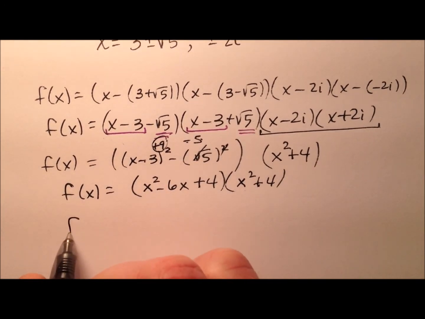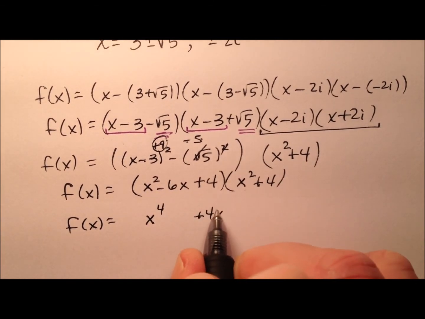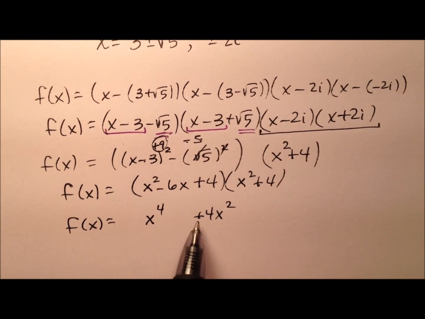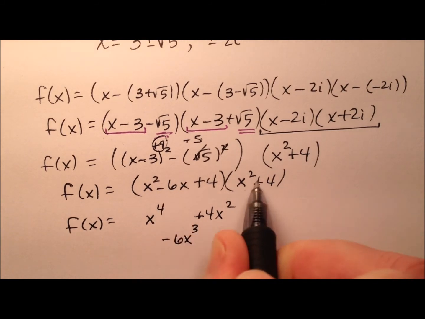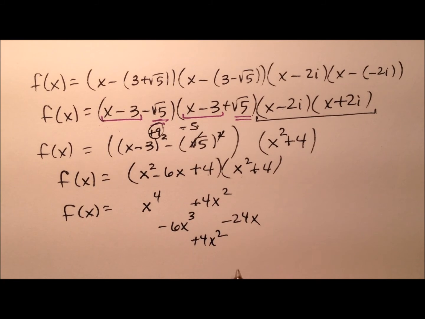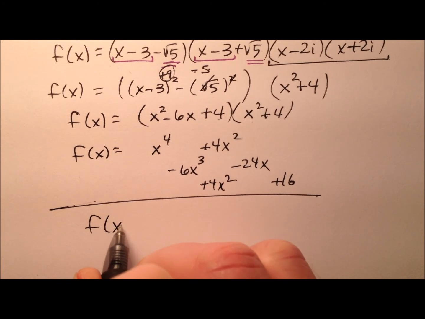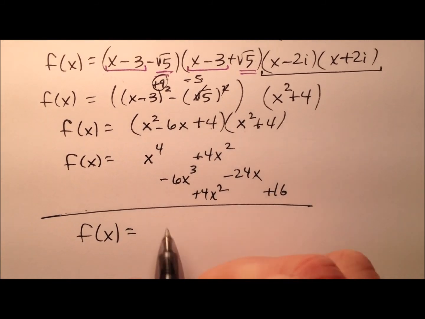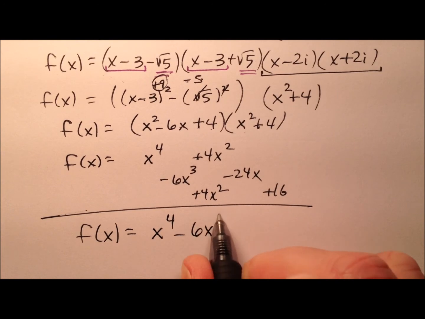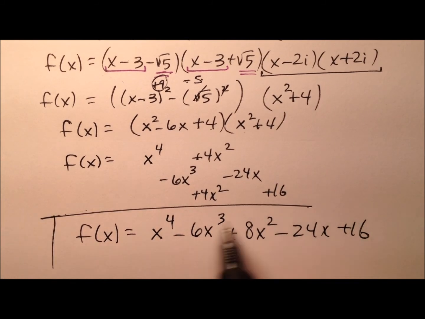Okay, so now it's time to just multiply this stuff through. So x squared will have x to the 4th plus 4x squared. And I put a space here for my cubic terms. So minus 6x times x squared, so minus 6x cubed, and then minus 24x. Same thing here. Get my columns lined up. And then 4x squared with my 16. Okay, so I can add all this up and write my finished polynomial function in standard form. So x to the 4th minus 6x cubed plus 8x squared minus 24x plus 16.